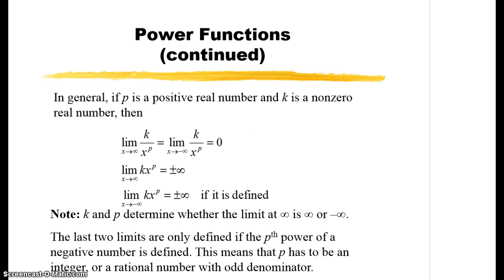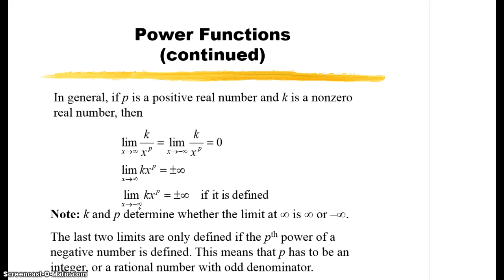Okay, so in general, if p is a positive real number and k is a non-zero real number, then the limit as x approaches infinity of k over x to the p is equal to the limit as x approaches negative infinity of k over x to the power of p, and it's equal to 0. That's always going to be the case. Also, the limit as x approaches infinity of k times x to the p is either positive or negative infinity, depending on the value of k, and the value of p as well.